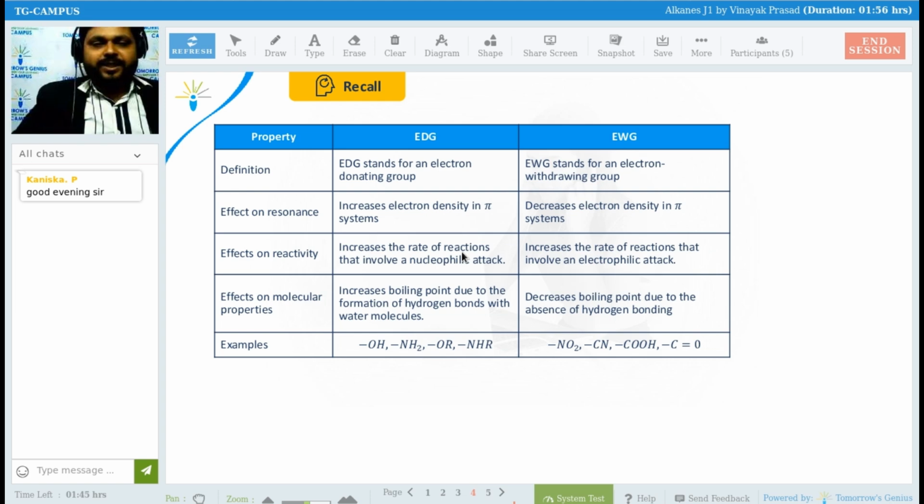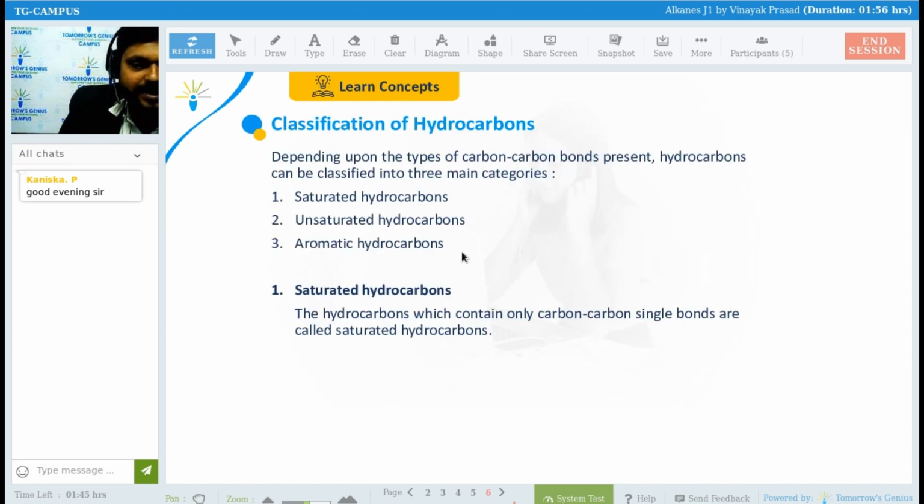In the last class, we saw electron donating group and electron withdrawing group. Guys, have you revised these things or not? Please tell me. OH, NH2, OR, NHR, these are electron donating or electron withdrawing? What are these? They increase the rate of reactions involving a nucleophilic attack, and increase electron density in the pi system. So these things we have seen, right? We will be discussing them now.